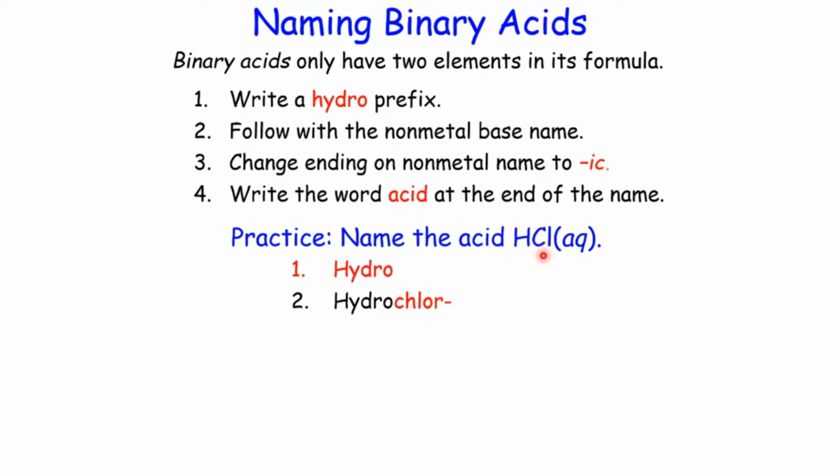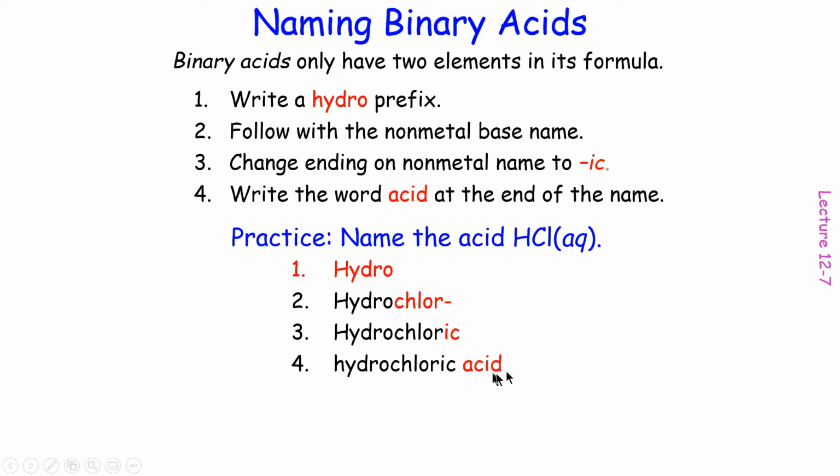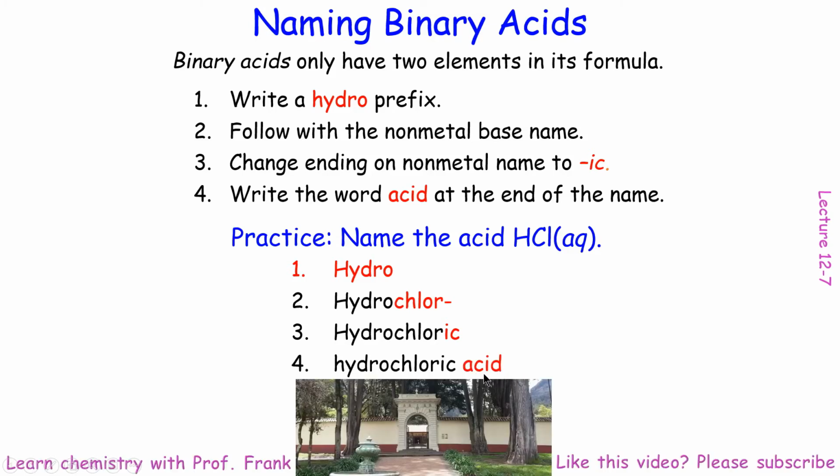Then we'll just use the base name, or we call that stem or root, CHLOR. And then we'll end the name with IC, see, hydrochloric, and then we just add another word, acid, at the end. That's the way we name binary acids. HCl is called hydrochloric acid.